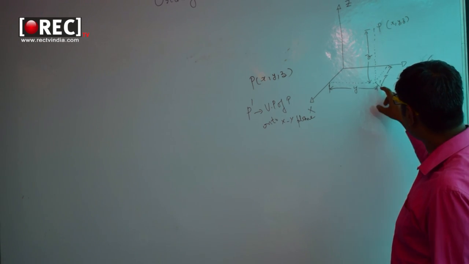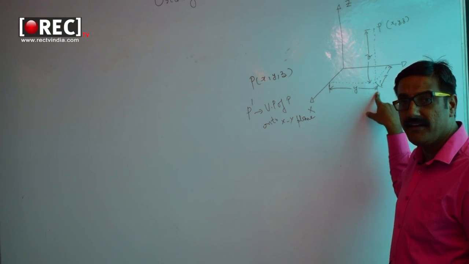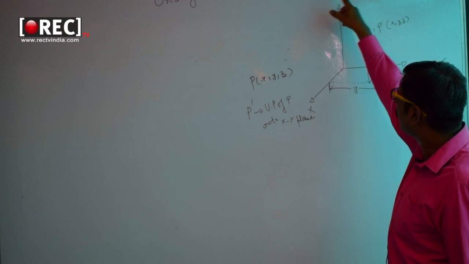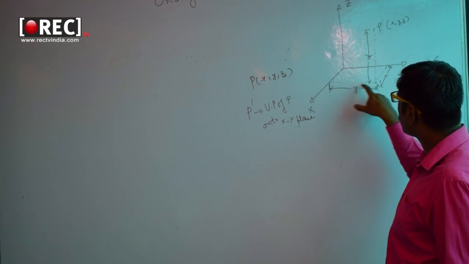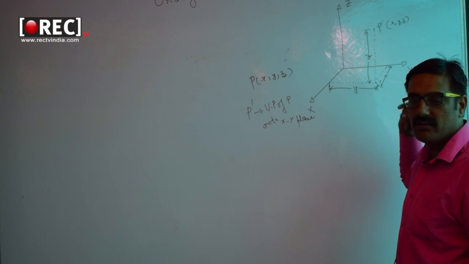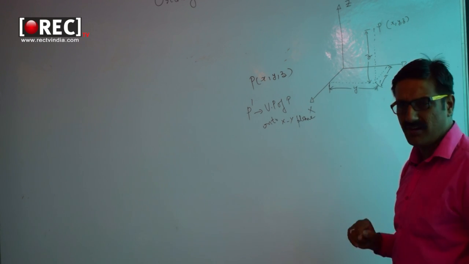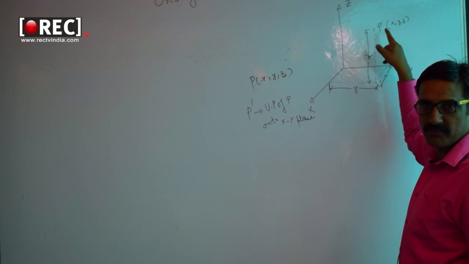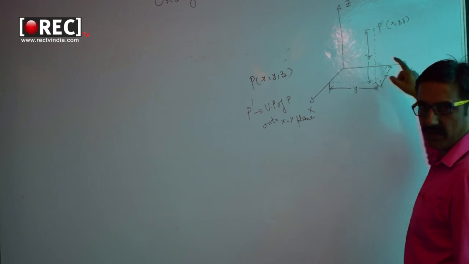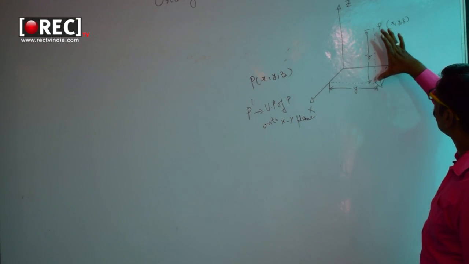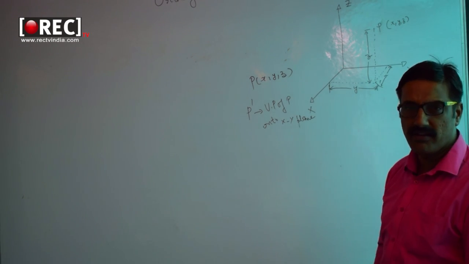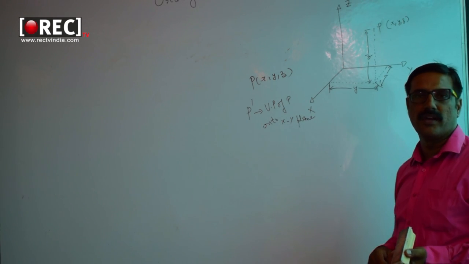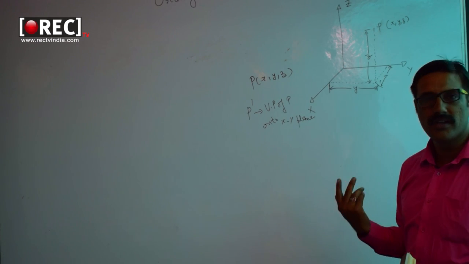Similarly, the distance between point P dash and the ZX plane would give you y. That means this is P dash and this is your ZX plane, so the distance between this P dash and the ZX plane is this distance, which is nothing but your y. Similarly, the distance between the point P and the XY plane would give you z. From the figure, this would be your z. So in this way, you can understand what is x, what is y and what is z.